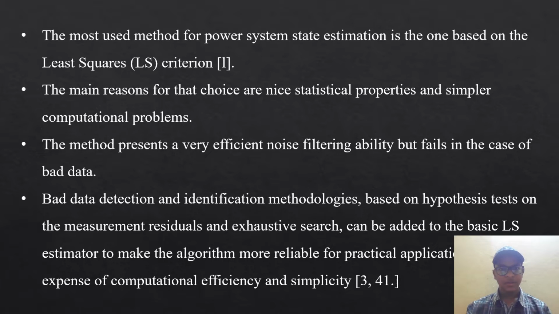The most used method for power system state estimation is one based on the least squares criterion. The main reasons for that choice are its nice statistical properties and simpler conceptual problems. The method presents a very efficient noise filtering ability but fails in case of bad data. Bad data detection and identification methodologies based on hypothesis tests of measurement residuals and exhaustive search can be added to the basic LS estimator to make the algorithm more reliable for practical applications, at an expense of conceptual efficiency and simplicity.